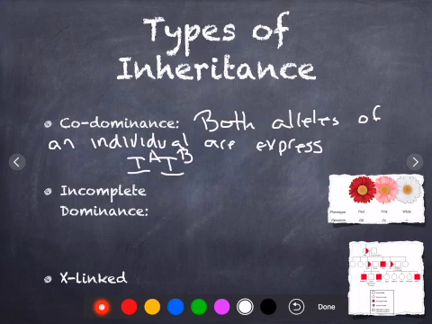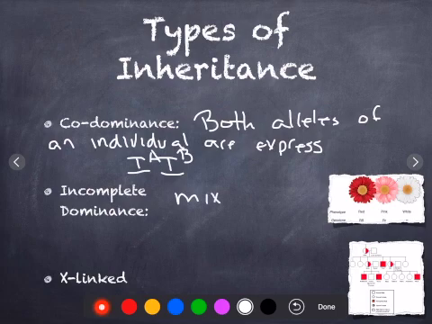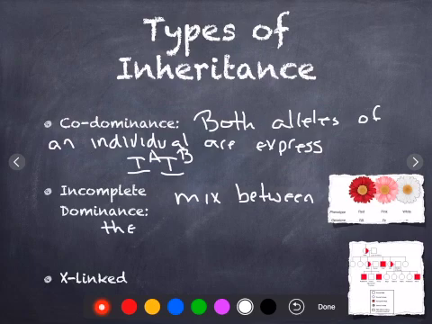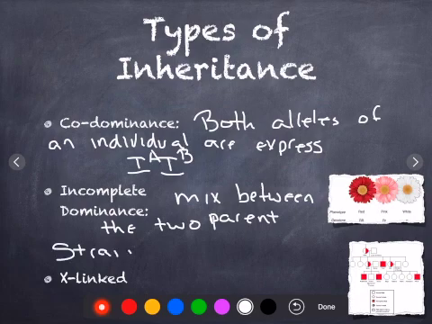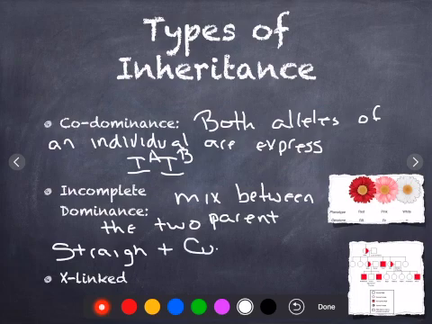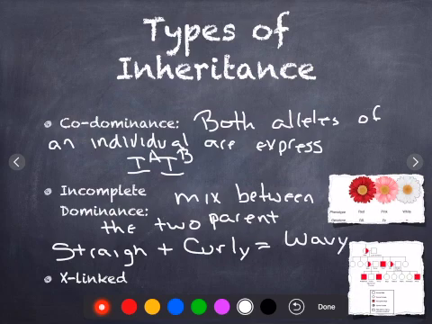Now, incomplete dominance is when you have a mix between the two, or an intermediate between the two parents. So an example of this would be when you have a straight-haired mother plus a curly-haired father. What you get is a wavy-haired individual, or a combination of both the traits.